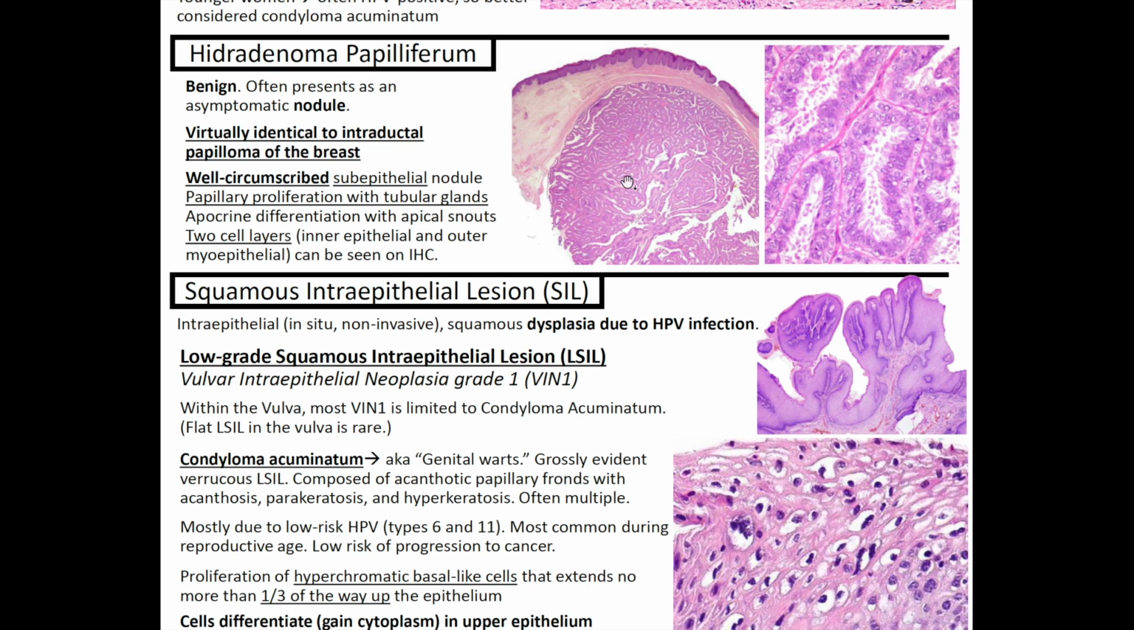So this is what it would look like at low power, and then at higher power, you'll see these papillary proliferations with tubular glands.